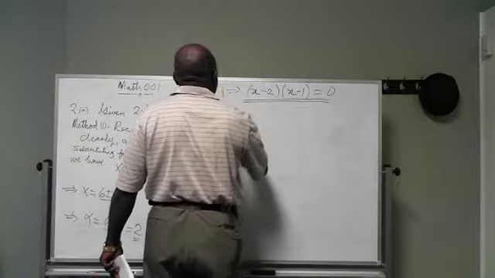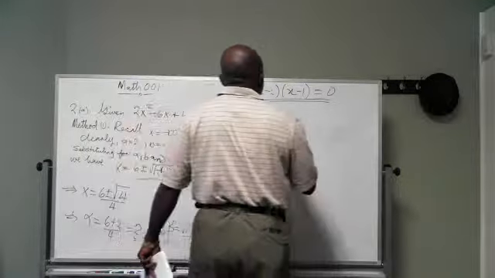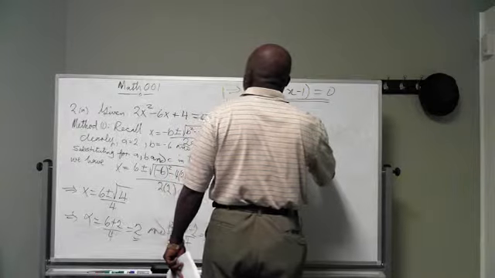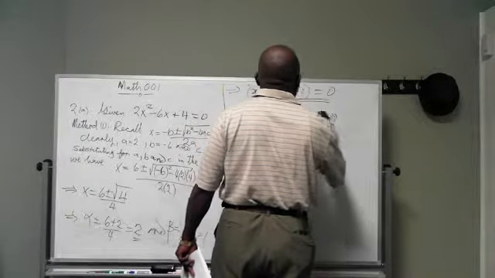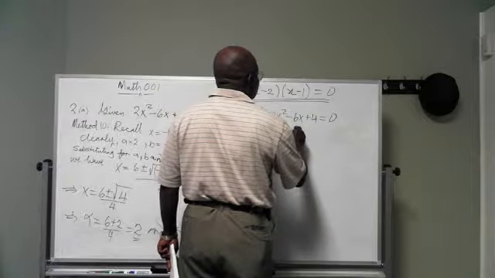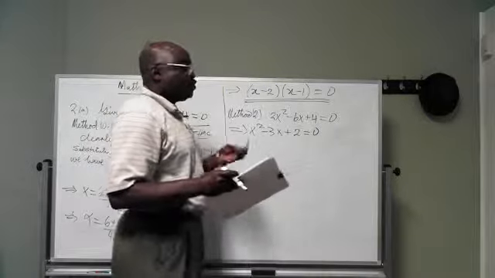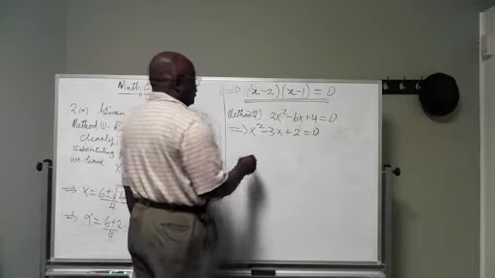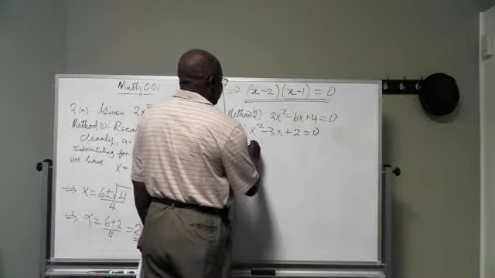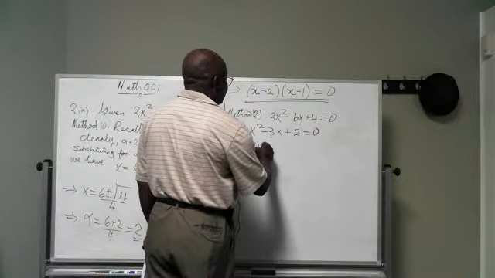Method 2. Two x squared minus 6x plus 4 equals 0 implies x squared minus 3x plus 2 equals 0. Now we look for two numbers which when added will give us minus 3 and when multiplied will give us 2. Those two numbers will be minus 1 and minus 2.